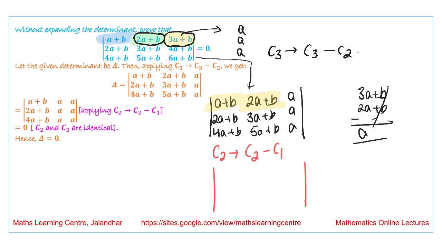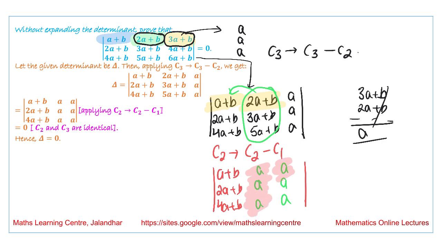Now column 1 will remain as it is: a plus b, 2a plus b and 4a plus b. We are subtracting the terms of column 1 from column 2, so we are left with a and a in the last column. Now if we look at both these columns, a and a, a and a, both are identical. So the final answer we obtain is equal to 0, and this is what we have to prove.